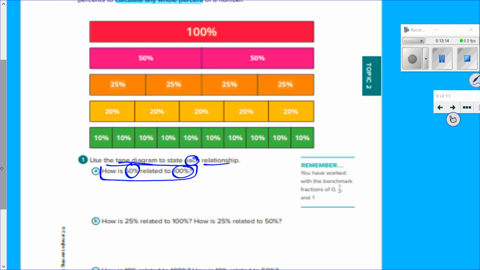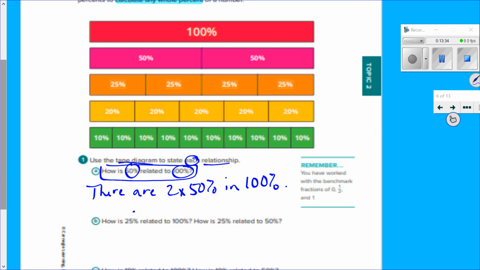Half. So I'm going to go the other way. There are two 50% in 100%. So as I said, if I have 100%, I can just divide it by 2 to find what half of it, or 50% of it, would be.